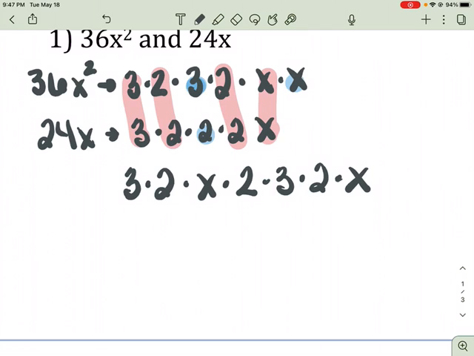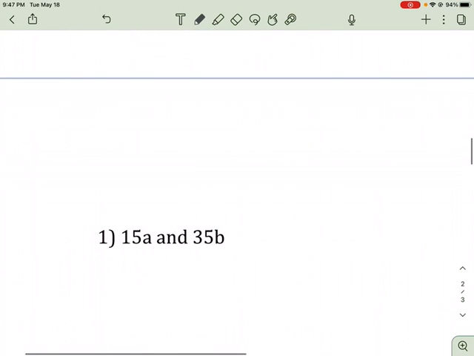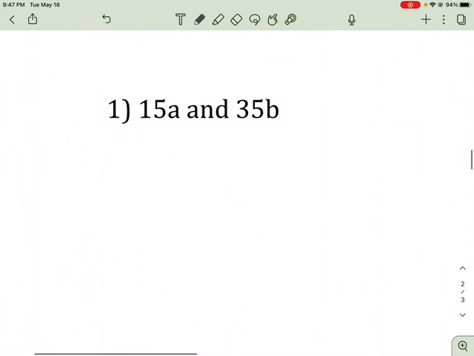Okay, so we get 6, times 2 is 12, times 3 is 36, times 2 is 72, and then x squared. All right, I'm just noticing that x squared and x were in the original problem, and x squared is part of the LCM. Think about it.